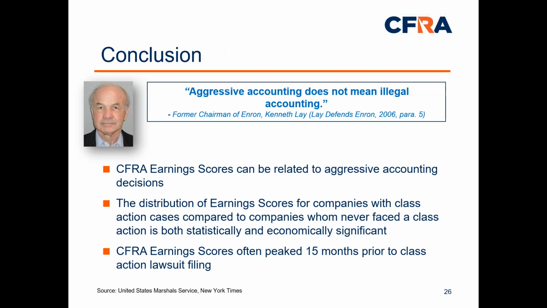So to conclude, I'll leave you with a few points. CFRA earnings scores can be related to aggressive accounting decisions. The distribution of earnings scores for companies with class action cases compared to companies who never faced a class action is both statistically and economically significant. Please remember, CFRA earnings scores often peaked 15 months prior to class action lawsuits, which is a useful pattern within the D&O underwriting period. Just to leave you with one quote, the former chairman of Enron, Kenneth Lay, defended Enron as aggressive accounting does not necessarily mean illegal accounting.